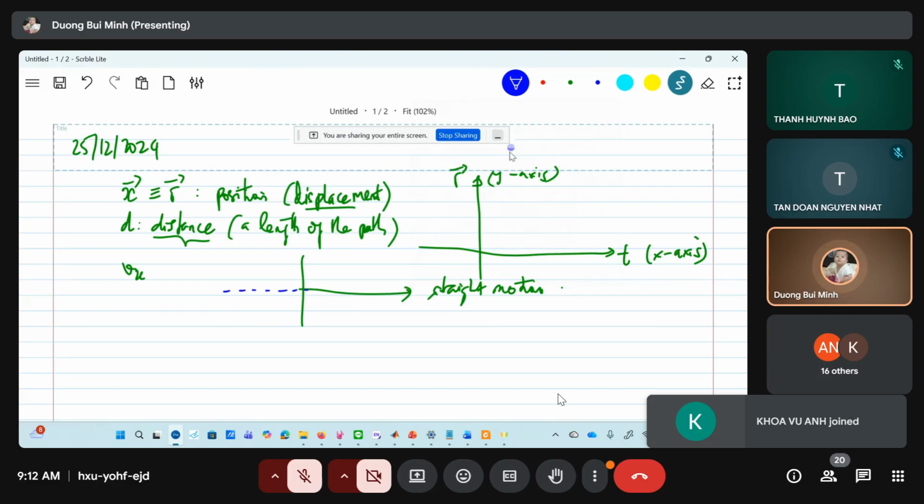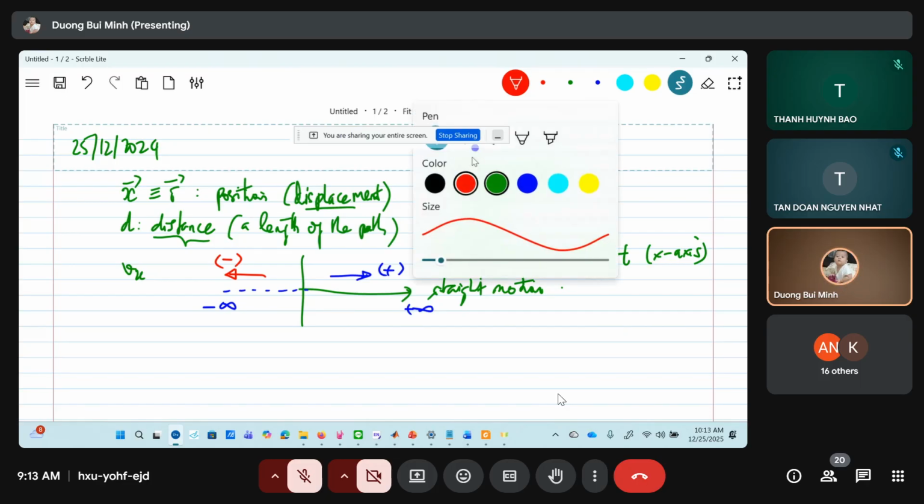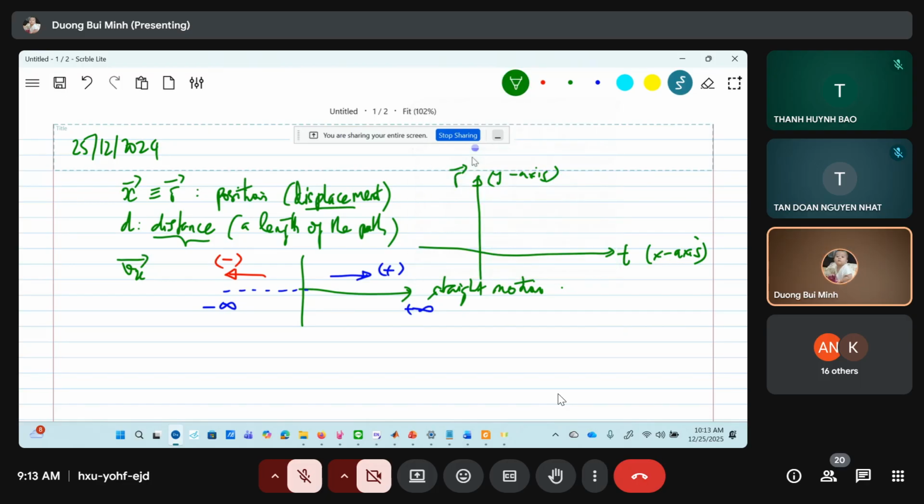For one direction, normally we consider the x-axis direction. On the x-axis, this end is minus infinity and this end is positive infinity. If the velocity vector is in this direction, that means positive, and if the velocity is in this direction, it is negative. It depends on the motion of the object. Of course, velocity is a vector.